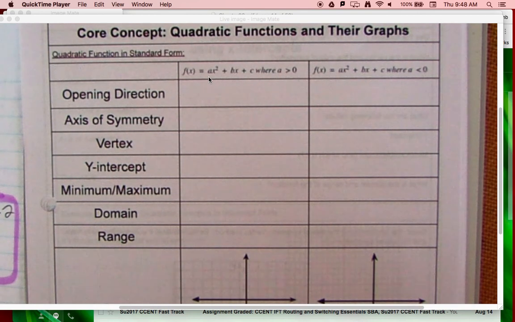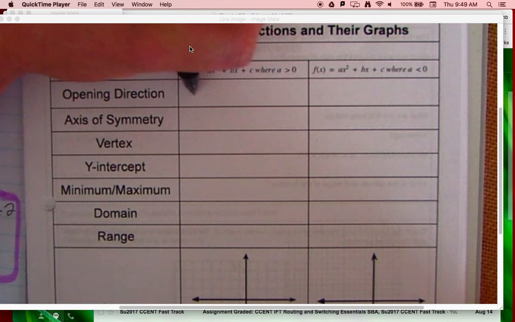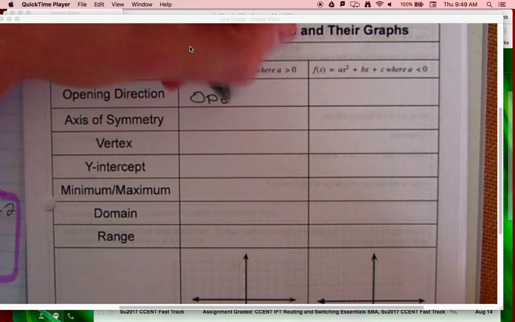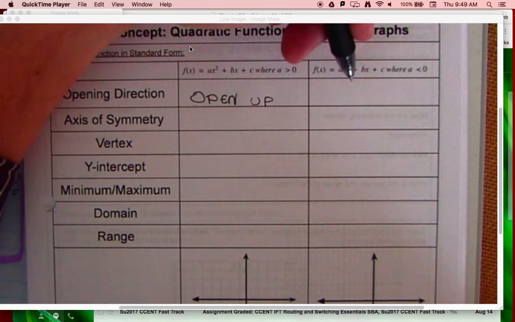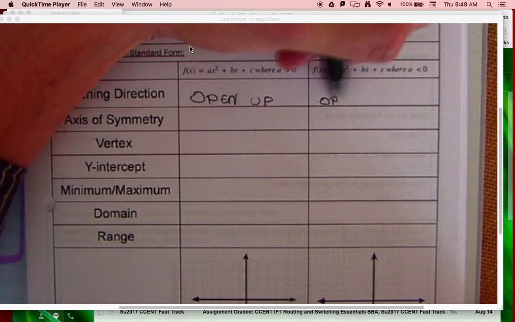Just as a reminder, the standard form of a quadratic function is f of x equals a times x squared plus bx plus c, and a has to be greater than 0 or less than 0. Basically, this one opens up, this one opens down. So similar to vertex form. What are all these different properties? Well, we already talked about the opening direction, and we know that if a is positive, we're going to have a parabola that opens up, and if a is negative, we're going to have a parabola that opens down.